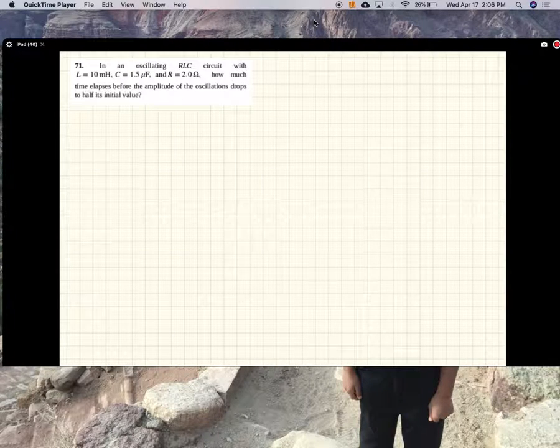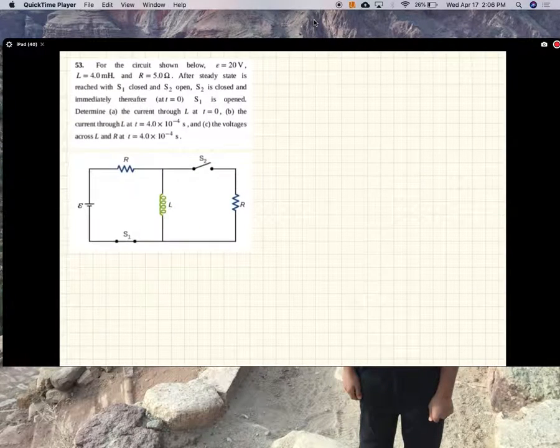1, 2, 3. All right, less than 5 minutes per problem. Let's race through this stuff. What?